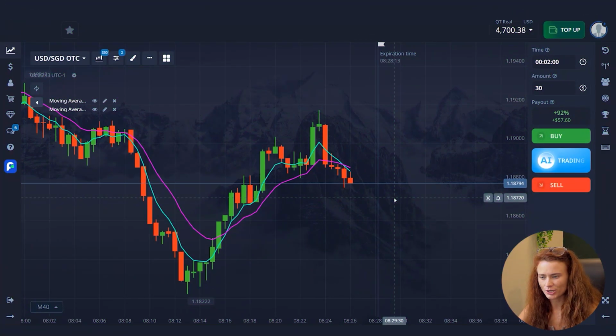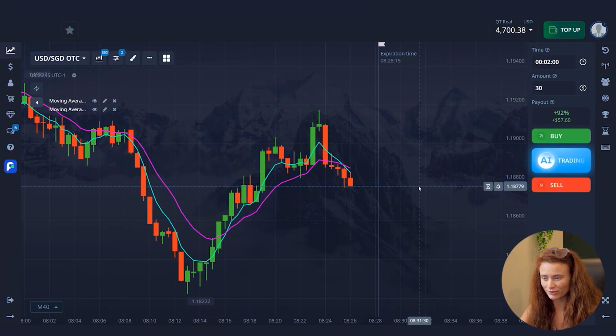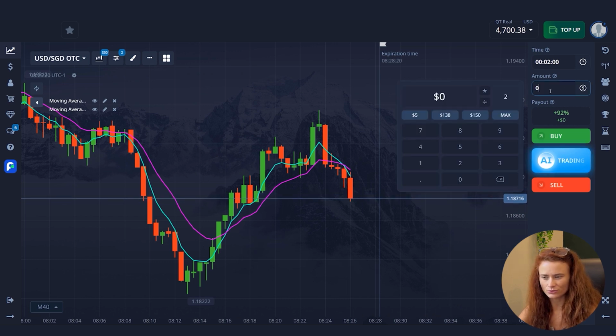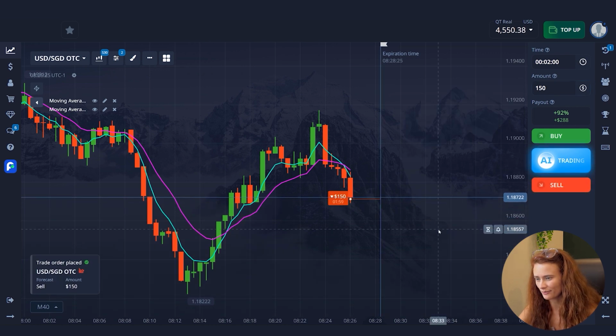Found an interesting situation in which you can open a trade, so let's do it. The trading time will be 2 minutes. And I'll start with $150, and my forecast is the price will go down. So I'll press the red button to open a trade.